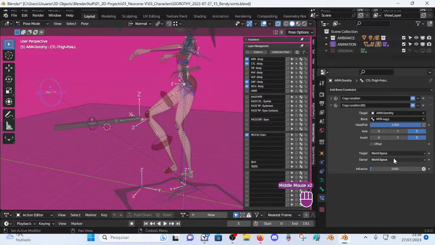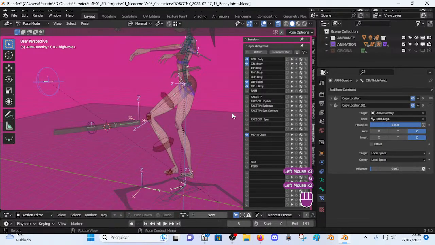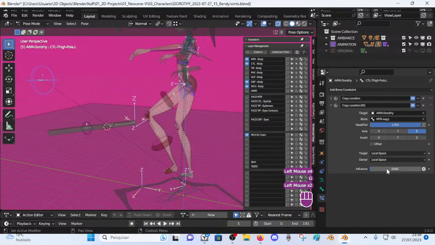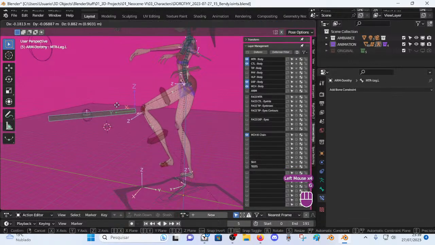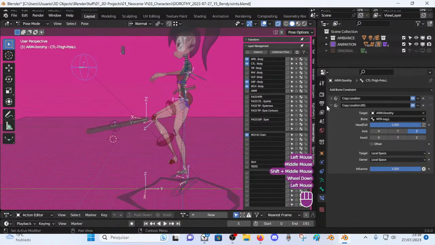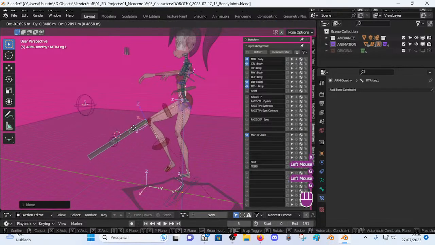Z-axis, so target local spaces, Z-axis, not inverse, copy space, there you go. So these world spaces and these local spaces, let's see if this doesn't get it going mad.